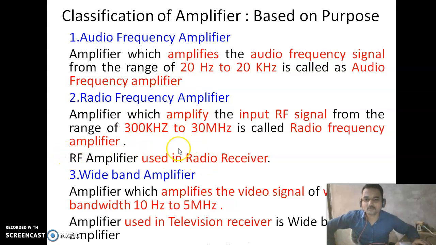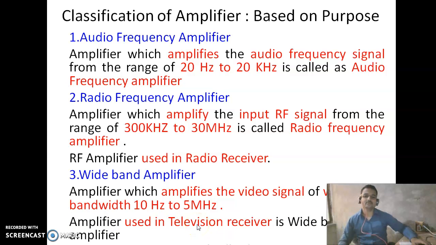So that is mostly used in radio receivers, that is the RF amplifier used in radio receivers. Wideband amplifiers have a frequency range of 10 Hz to 5 MHz, and are used for television signal transmission, which consists of both audio and video signals. So the amplifier used in a television receiver is a wideband amplifier.